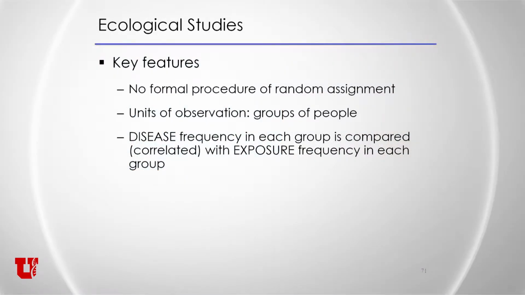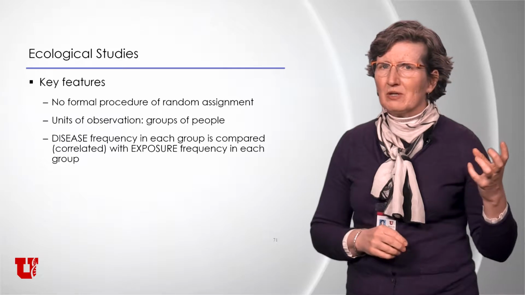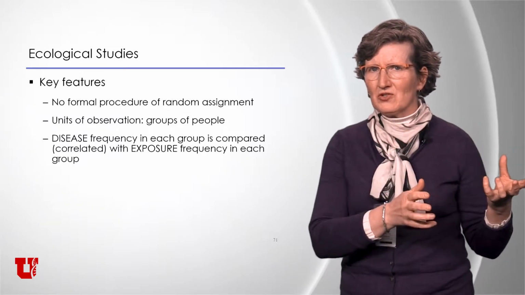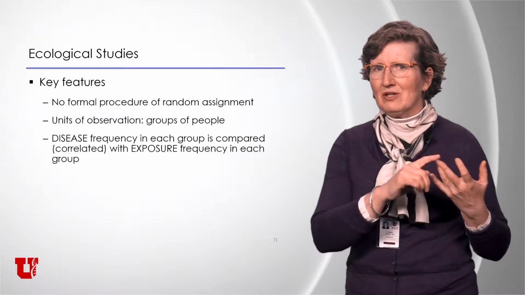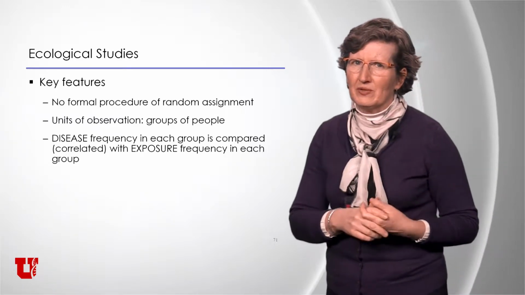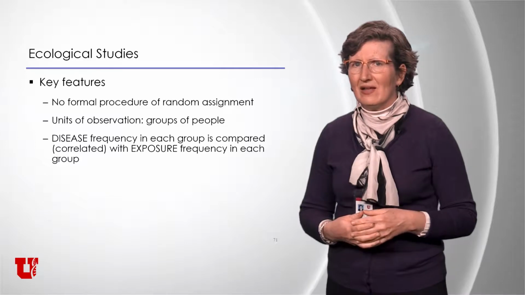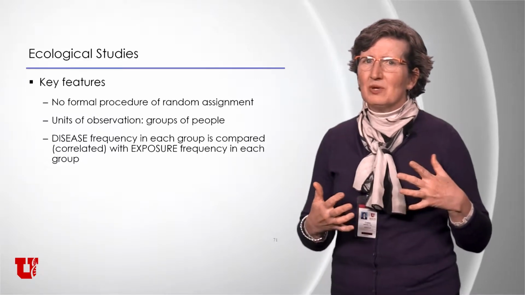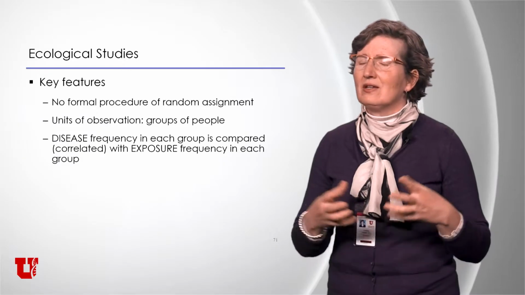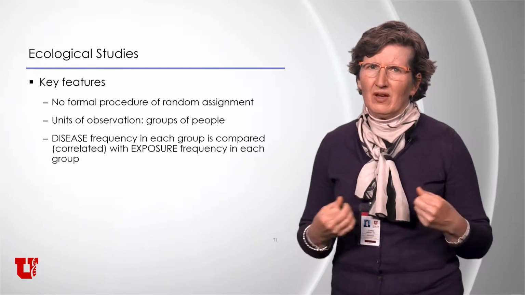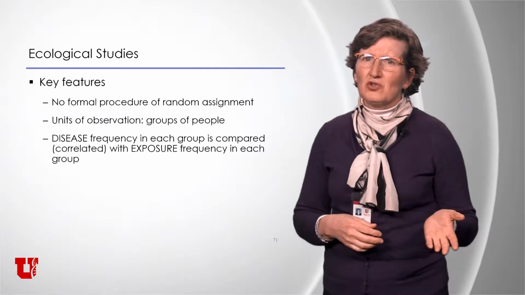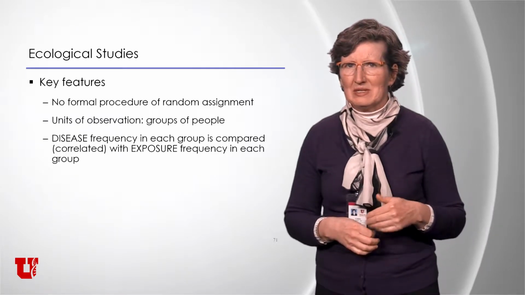So key features of ecological studies: there's no random assignment. The units of observation are groups of people. All the other designs that we've talked about in this module have been individuals who are studied. Even when we talked about group randomized trials, the randomization occurs to the group, but the outcomes of every individual in the group are separately measured. So ecological studies, that is not the case. So the data, it's pretty much a situation of using already existing data that tells you something about groups of people. And then disease frequency in each group is compared or correlated with exposure frequency in each group.